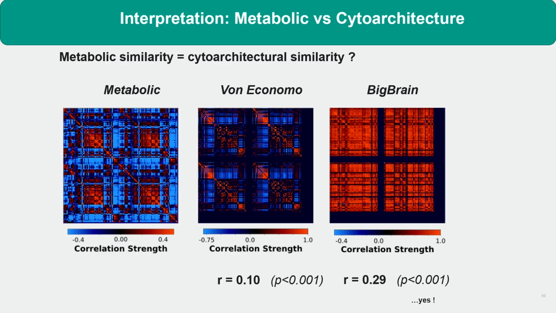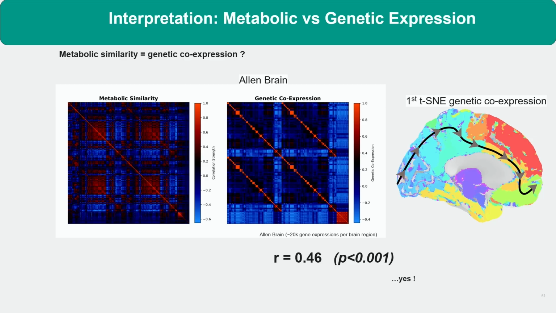What about cytoarchitecture? With the von Economo data set and the BigBrain data set, we get a 0.1 correlation with the von Economo. It's not that much, but we get an almost 0.3 correlation with the BigBrain data set, which means that metabolic similarity closely aligns with cytoarchitectural similarity. What about genetic co-expression? If you download the Allen Brain data set and map this to the same parcellation that we used, we get a decent 0.46 correlation, which means that metabolic similarity could be explained in part by genetic similarity.